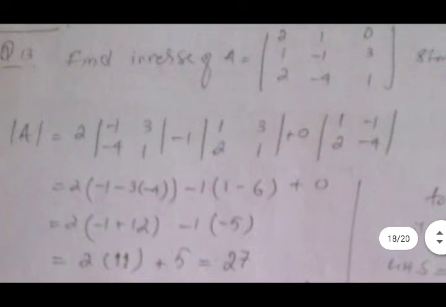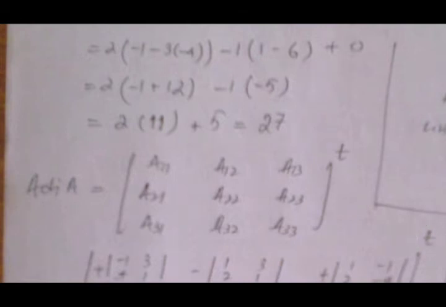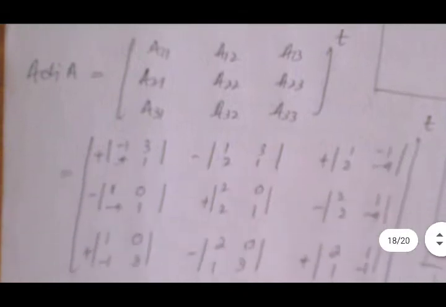Now here is A. We show that A inverse into A is equal to I3. First of all, we find its determinant by expanding by R1. Now adjoint of A is equal to cofactor of all of its elements and transpose it. Now we have cofactors A11, A12, A13, A21, A22, A23, A31, A32 and A33.